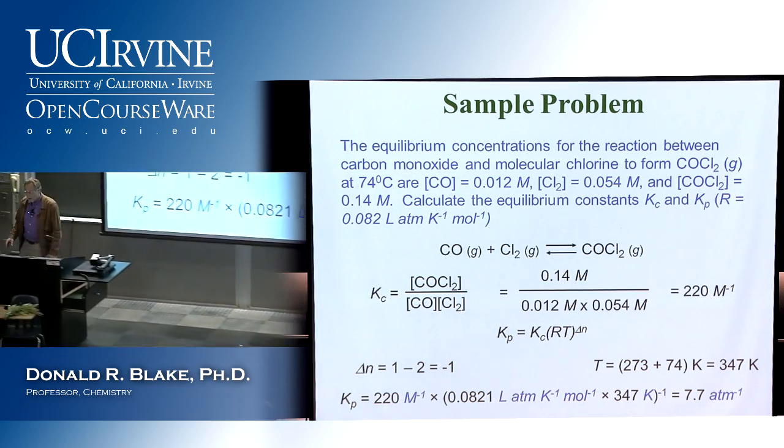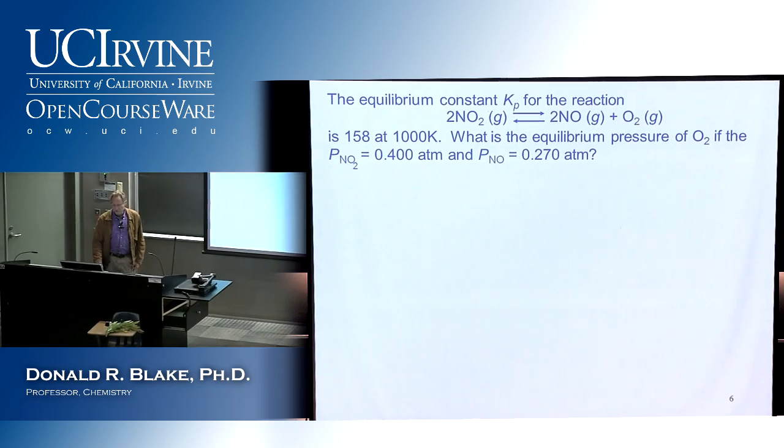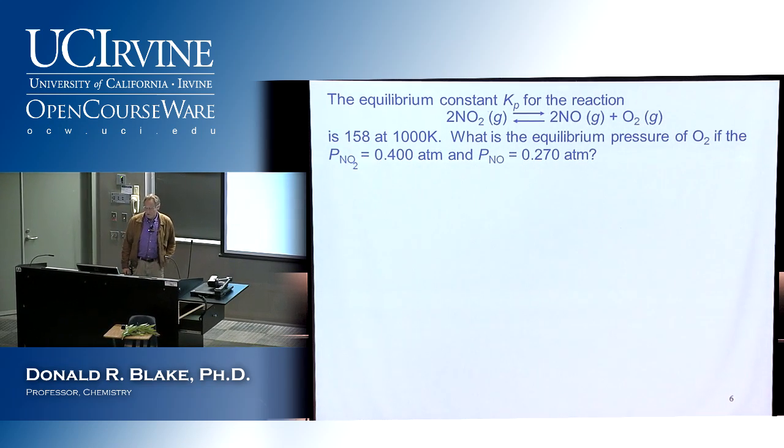All right, so there will be a problem like this on the exam. Do this one. At equilibrium, the equilibrium constant, K sub P, for the reaction 2NO2 goes to 2NO plus O2 is 158 at 1,000 degrees K. What is the equilibrium pressure of O2 if the pressure of NO2 is equal to 0.4 atmospheres and the pressure of NO is equal to 0.27 atmospheres?